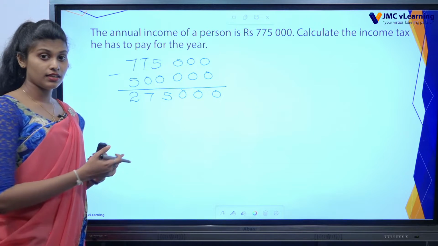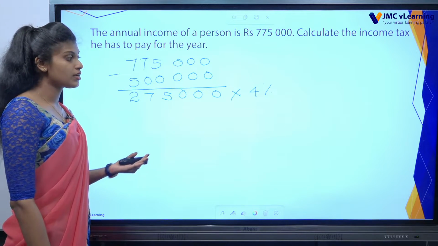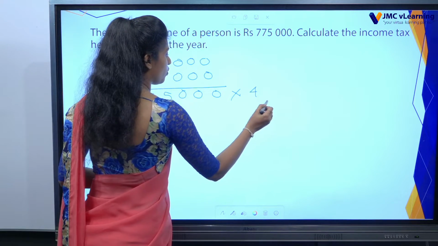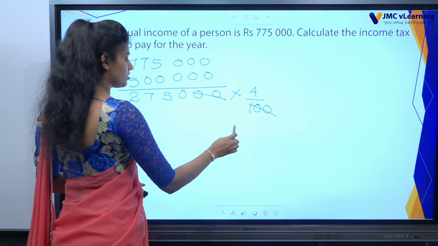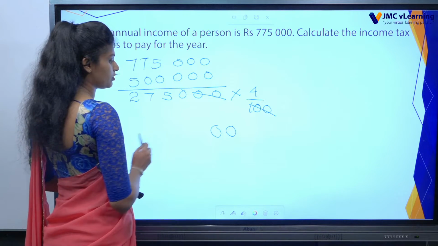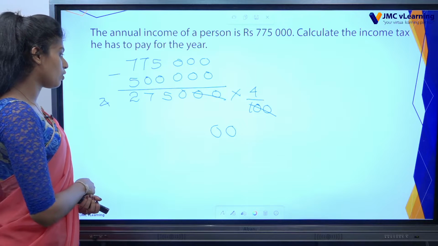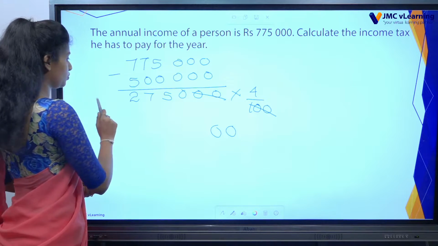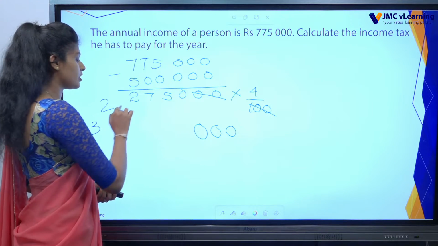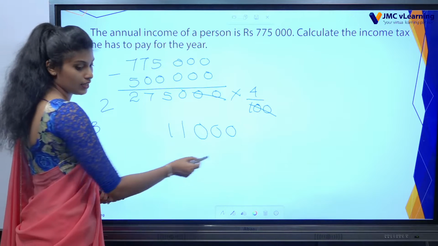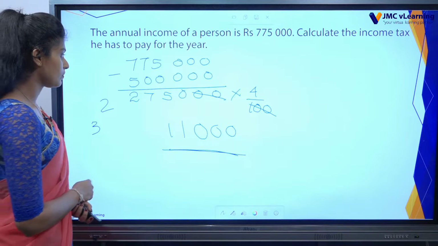Then for the next 5 lakhs, they are taking 4%. So you have to multiply this amount by 4%. Here 4% means 4 over 100. Let's simplify. 0, 0 can cut. 4 into 5, 20. Put 0. 2 left. 4 into 7, 28, and 2 is 30. Put 0. 3 left. Then 4 into 2, 8 and 3, 11. Then 11,000 is the tax he has to pay for the year. Then let's move to the next sum.